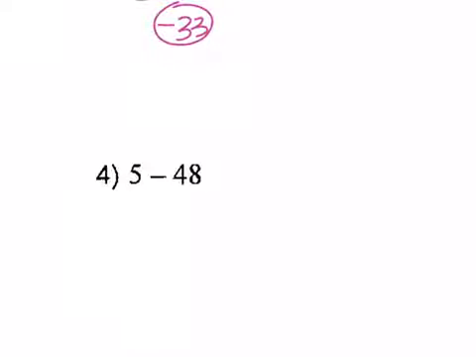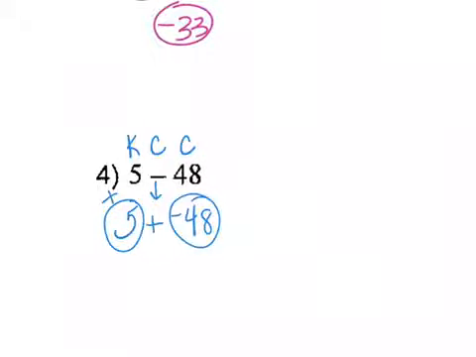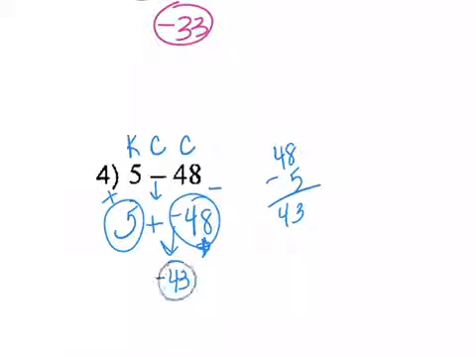Number 4, there's a subtraction sign in the middle, so I want to keep, change. Keep, change this to addition. Change this positive 48 to a negative 48. Now we can circle and compare. I've got a positive, got a negative, different signs, subtract. So 48 minus 5 gives me 43. My bigger digit was 48, so I'm going to take that negative for my answer.